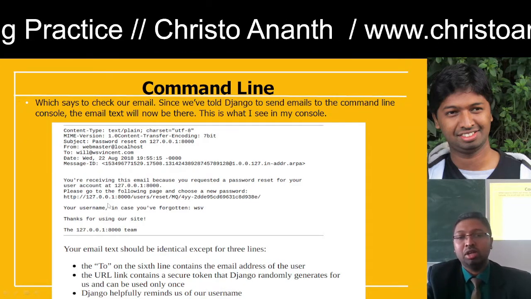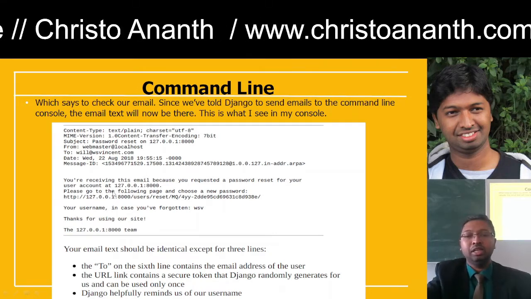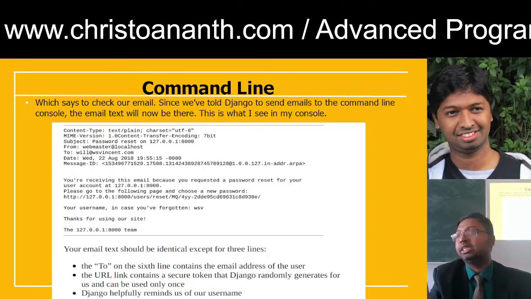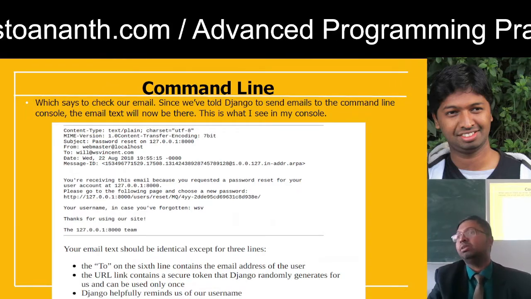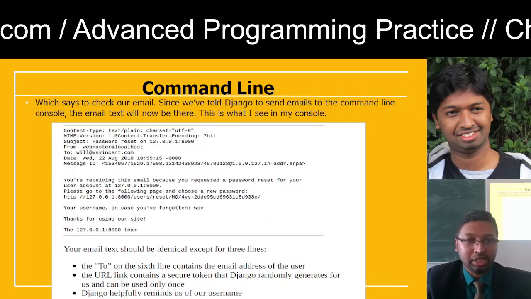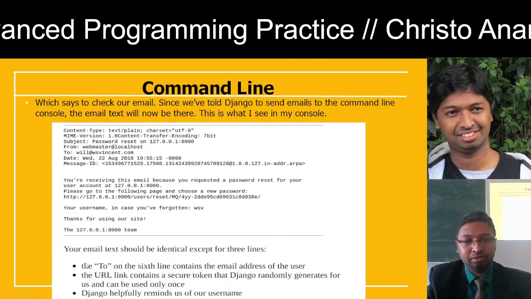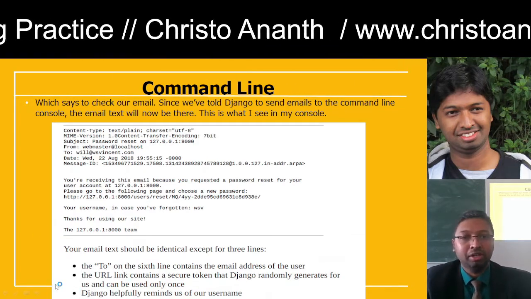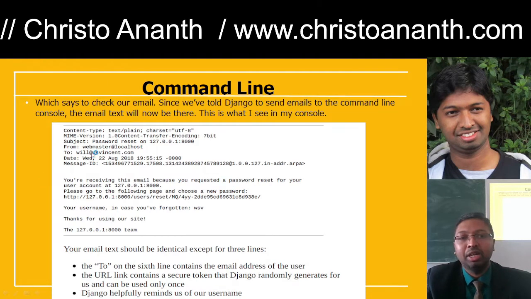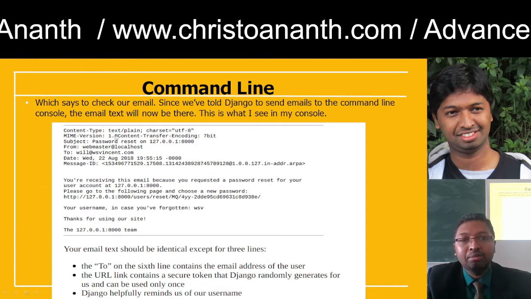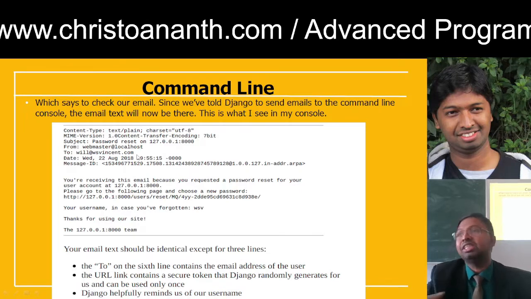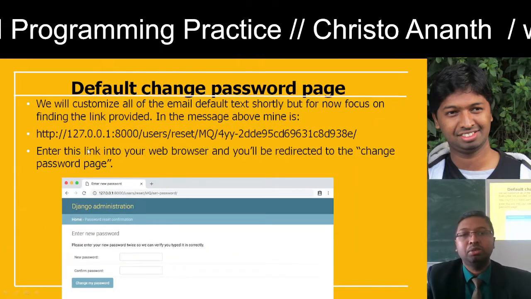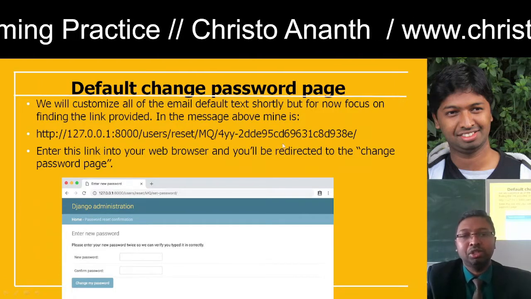Okay, so your email text should be identical except for the 3 lines like the to field. Okay, the URL link which contains a secure token that Django randomly generates for the users. Okay, and Django will remind the user of the name, and this is the MIME version. So everything securely it is going to show. So this is the Django change password page. So maybe in the message you will be showing the link.